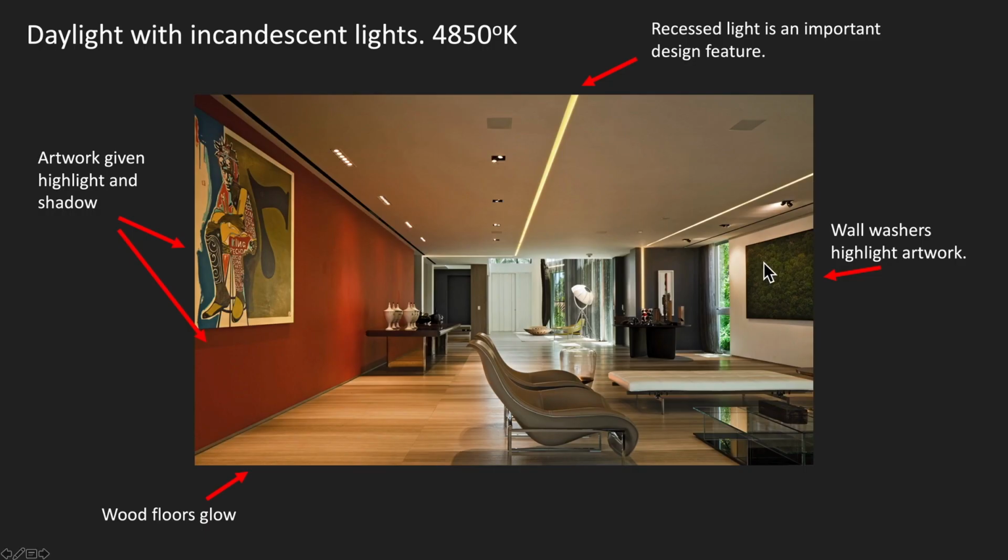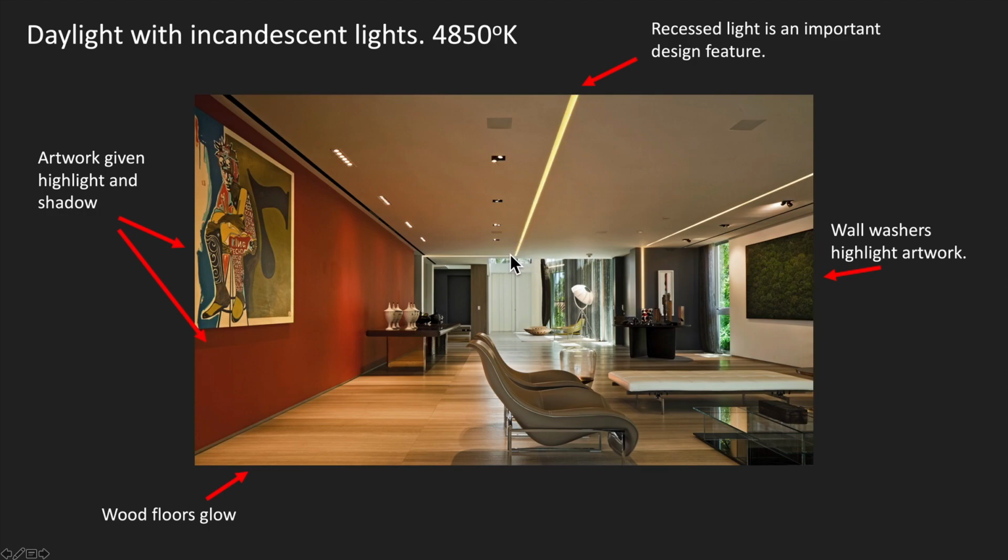So this is daylight with incandescent lighting. A lot of daylight behind me that you don't see. My color temperature here is 4850, which is cooler than all incandescent, but warmer than all daylight. And look what happens. The artwork gets lit. You have a shadow line here. The wood floors glow. This is really important. This is a design feature. You're being hired to shoot this, of this recessed light.